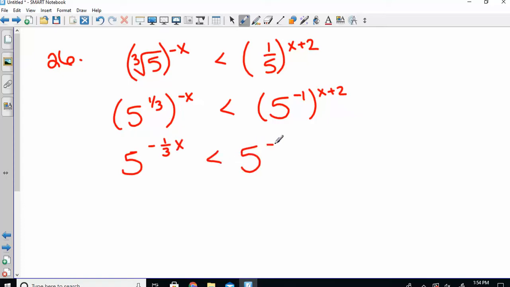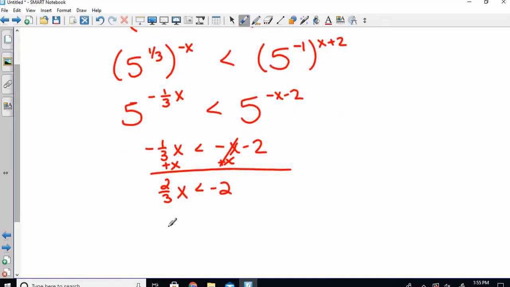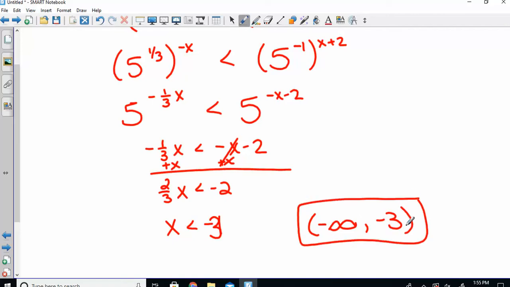So then a power to a power we can multiply, so we get 5 to the negative 1/3 x is less than 5 to the negative x minus 2. Since it's the same base on each side, we can drop it. So if I add over my x, divide by 2/3, and you get, oh, not negative 1. x is less than negative 3. So that would be everything smaller than negative 3.